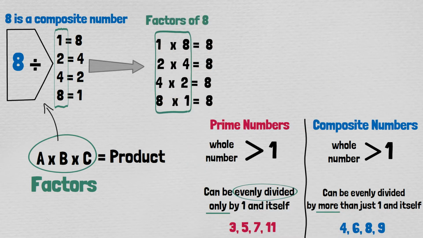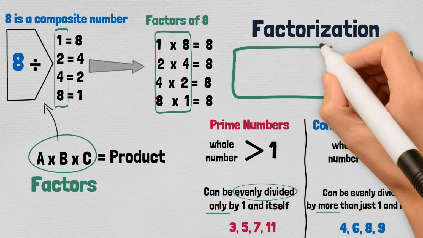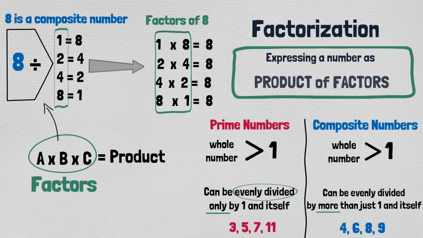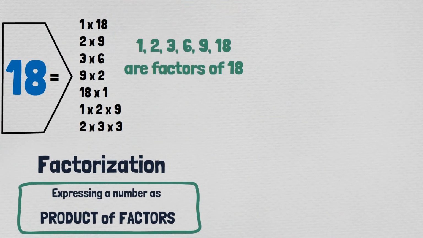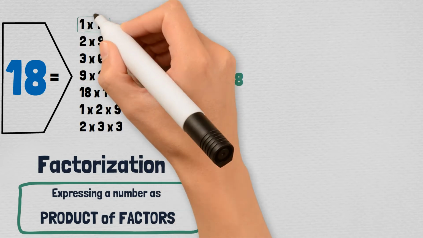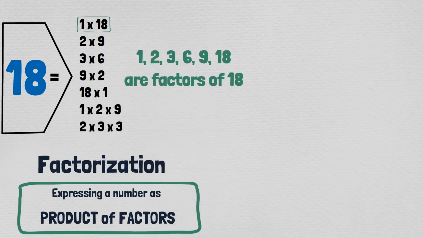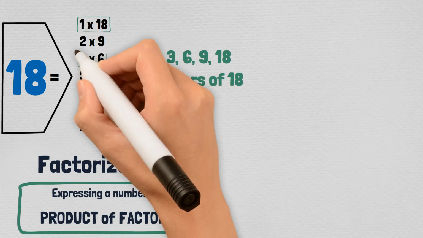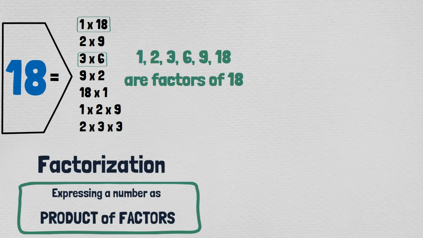Now, let's define factorization. When we talk about factorization of a whole number, we mean the breaking down of this number into a product of its factors. Let's look at some examples. The factors of 18 are 1, 2, 3, 6, 9, and 18. One possible factorization of 18 is 18 equals 1 times 18. Here, 18 is a product of two factors. Another factorization is 18 equals 3 times 6. Again, 18 is a product of two factors.